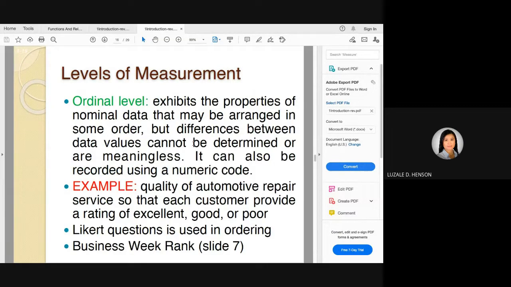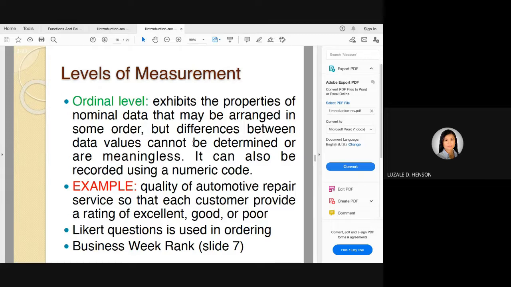And then the next level, so unang level natin is nominal. Second level natin is ordinal. Ano naman yung ordinal level? Ordinal level is when you can rank your data. When you can say, okay, first, second, third. So ordinal level exhibits the properties of nominal data. Halos kapareho siya, pero makapag-arrange ka doon. May sequence, makapag-rank ka doon. However, hindi mo pa rin pwedeng gawan ng arithmetic operation.